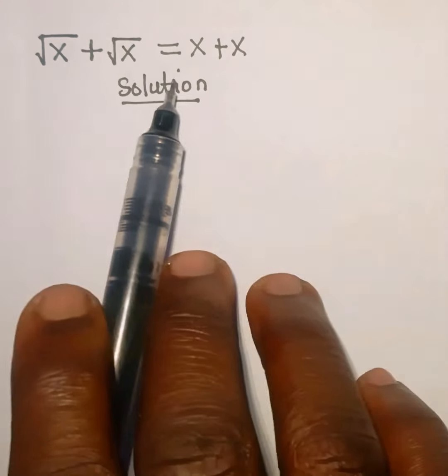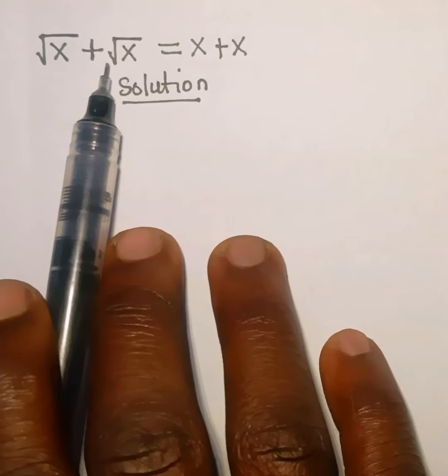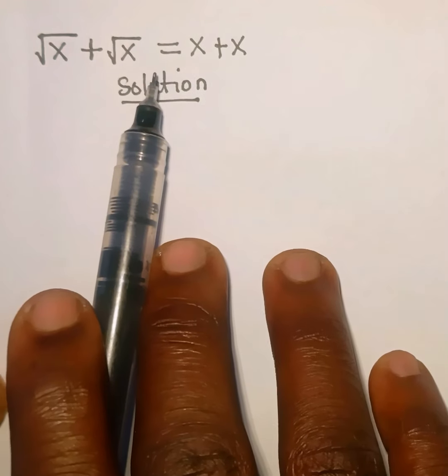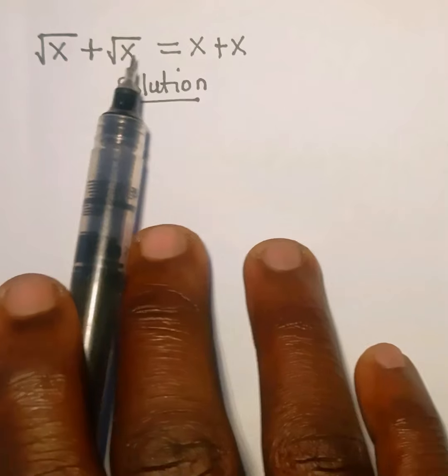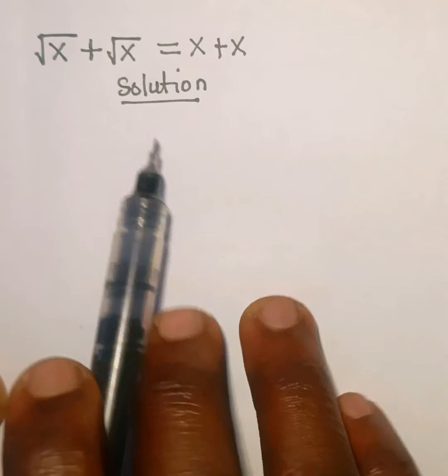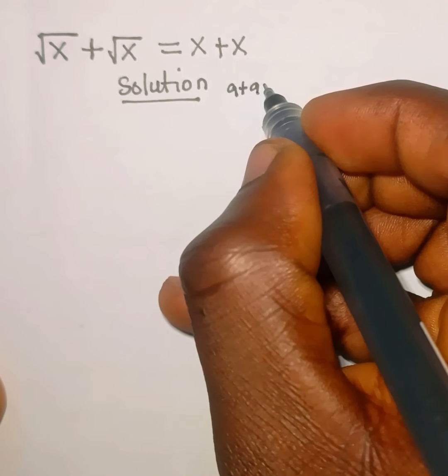We're going to solve for the value of x from this radical equation. We are given that square root of x plus square root of x is equal to x plus x, and we are asked to solve for all the possible values of x that will satisfy this equation. The first thing we need to recall is when we have a plus a, this implies we are adding the same thing.